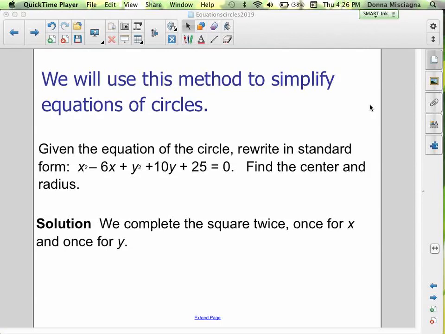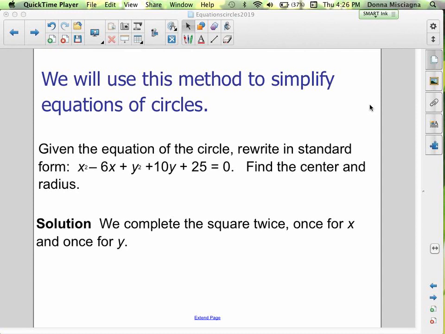So we're going to use the method of completing the square to turn the expression into a perfect square trinomial. Given the equation of a circle, rewrite in standard form x squared minus 6x plus y squared plus 10y plus 25 equals 0, and then find the center and radius.